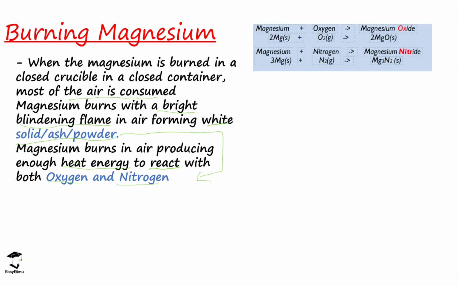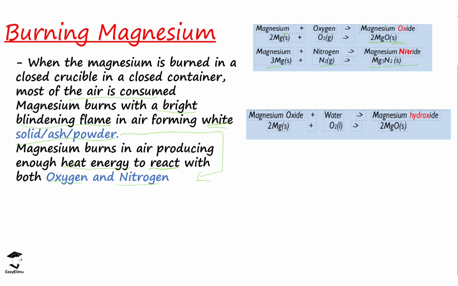If you look at the equation, magnesium reacts with oxygen to form magnesium oxide, and magnesium reacts with nitrogen to form magnesium nitride. These reactions happen simultaneously, and that is what we refer to as the white powder.